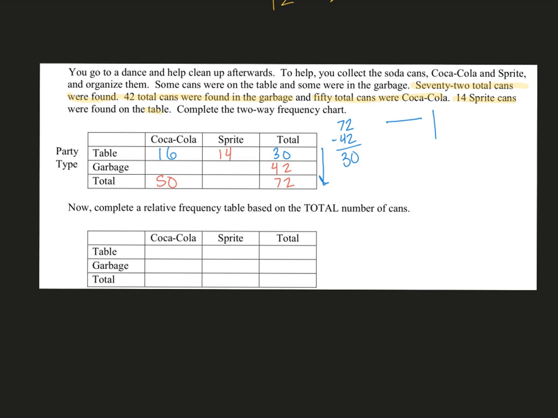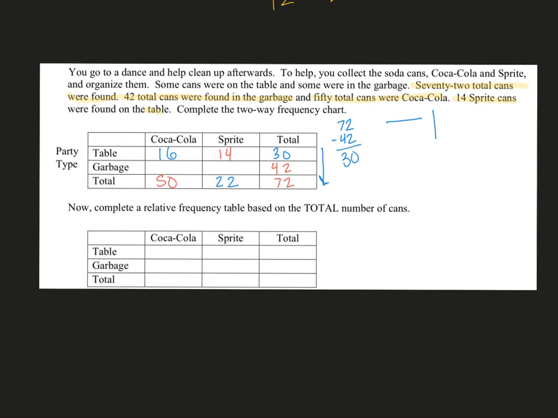Again, you do subtraction and you should get 16 were Coke cans. I'm going to continue again looking for any row or column that only is missing one value. Doesn't matter which order you do them in. I'm going to continue on rows, and I notice that down here I have one item missing in that row. So I am going to now find how many Sprite cans. 50 were Coke, 72 total. That means 22 must have been Sprite. If I look at my garbage row, I have two missing values there, so that would not be a good one to do next.